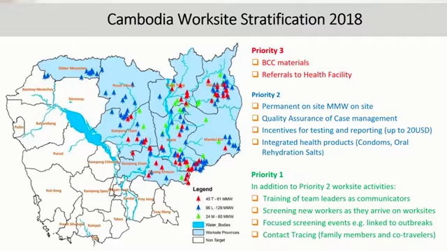The priority 2 work sites are the ones that have the model that I described earlier. So it's the basic package, the normal package. And then the priority 1 work sites have the enhanced or the plus package. So they have the priority 2 worksite activities, the on-site case management. In addition, we do training of team leaders. We do screening upon entry, like you were asking about. And we also do focus screening on the work sites and in informal communities around the work sites.